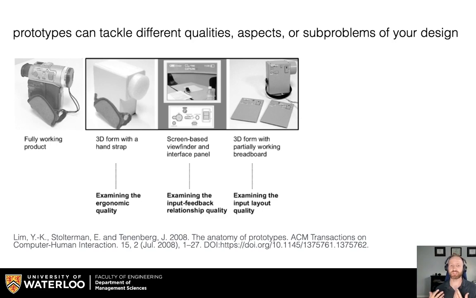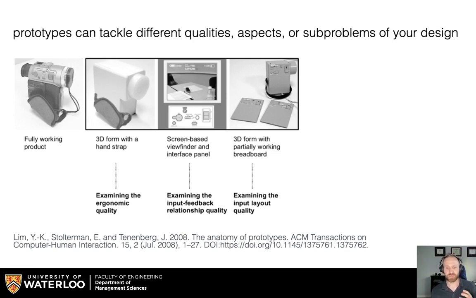Then you might make a screen-based viewfinder and interface panel, which allows you to kind of mock up looking through the camcorder or like looking at the screen that's on your camcorder and a set of buttons that you can interact with. This lets you examine the input feedback relationship quality. So, when you change something in the button, what changes in the viewfinder, but you don't actually have to build that physically. And then you might do a 3D form with partially working breadboard.